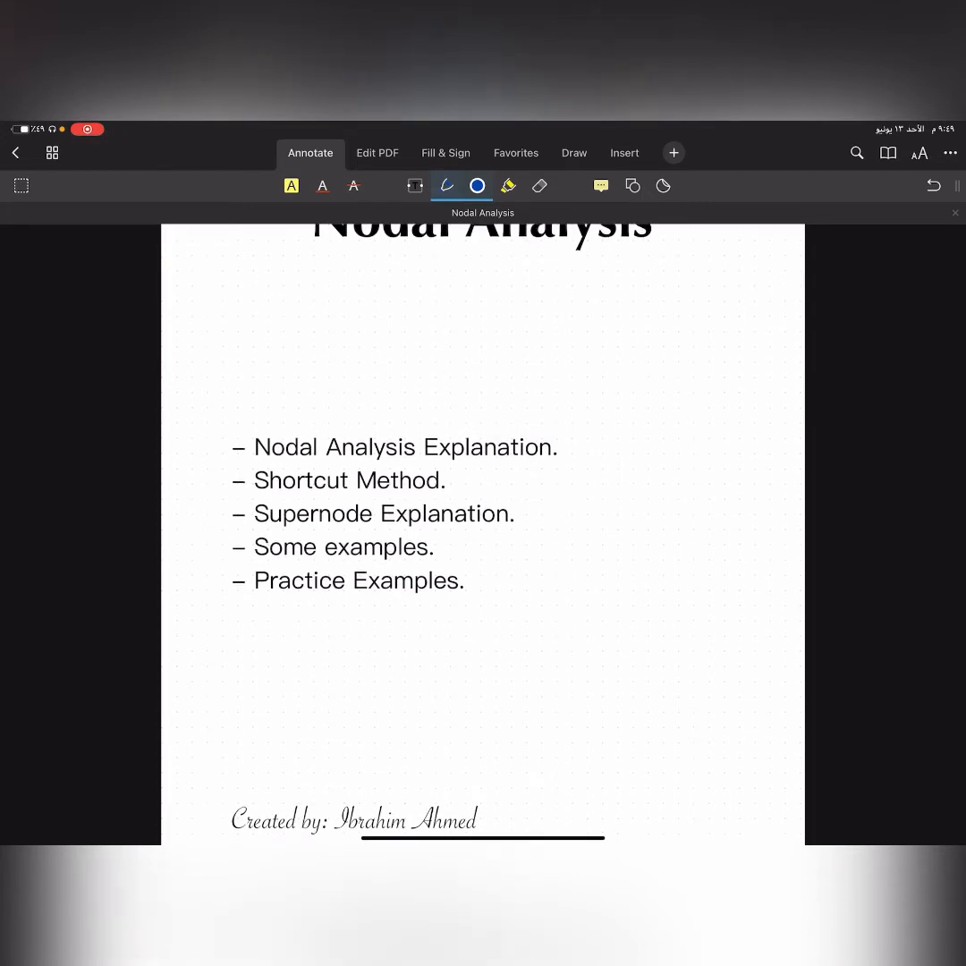Then we'll talk about the supernode. Supernode is very important and it's very easy, by the way. A lot of people find it very difficult, but I personally feel it is very easy, and we will see why it's easy. And finally, I will give you some practice examples with the answers, so you can solve them and practice later on.